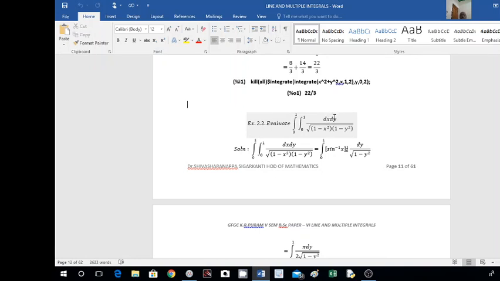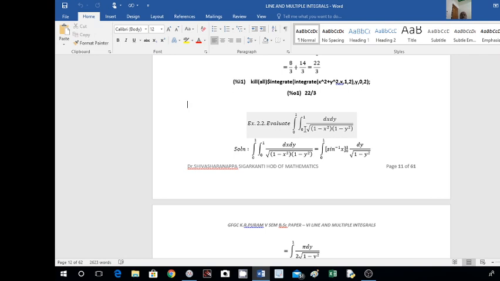Then integrate with respect to y. Now integrating with respect to x here, this root of 1 minus y square is a constant quantity. We keep this as it is. Then we have to integrate 1 by root of 1 minus x square. What is the integration of 1 by root of 1 minus x square? It is sine inverse of x.